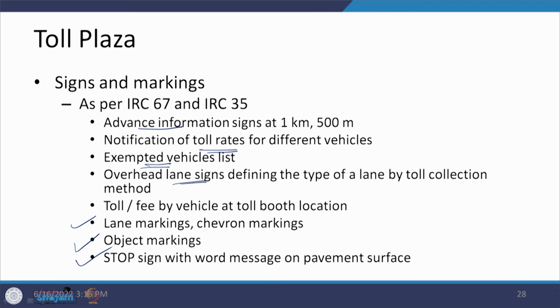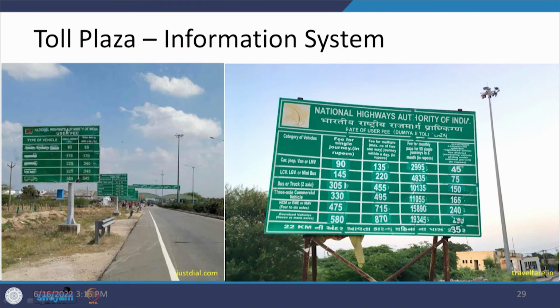Overhead lane signs are there which define that this particular lane is an ETC lane or a smart lane, or it is for those vehicles which are oversized. And then there can be a toll fee by vehicle at the toll booth location. So, that is also going to be there. So, if you have missed the charges, you have not looked at it, as soon as you reach that location, then you can find it out again. So, this is how it looks like. The different types of information are provided when you are approaching the toll plaza.